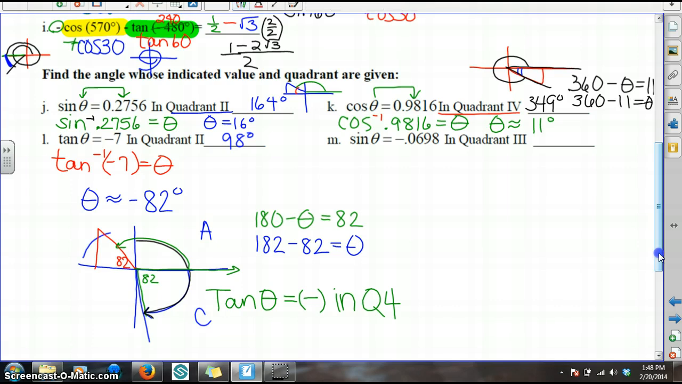Let's do one last problem together. In this last example, step 1 will be write it as an inverse function. Notice I'm putting parentheses in so that I don't lose that negative. And now I'm going to go to my calculator and type what I see.